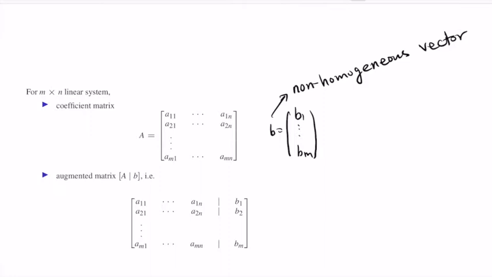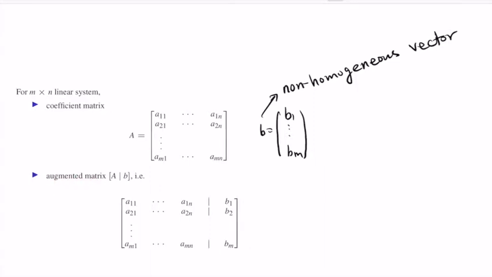Now we can put the coefficient matrix and non-homogeneous vector together. We can form up M by N plus 1 matrix. This is called augmented matrix. Now we have definition of coefficient matrix and augmented matrix for a given M by N linear system.